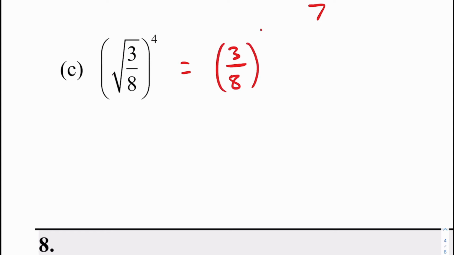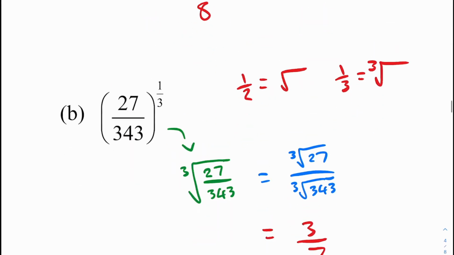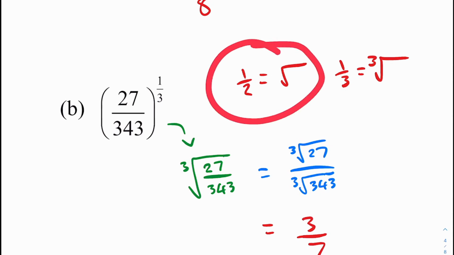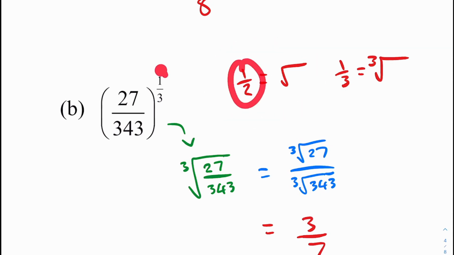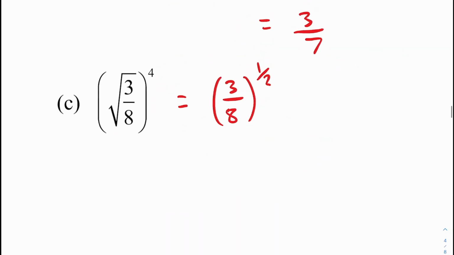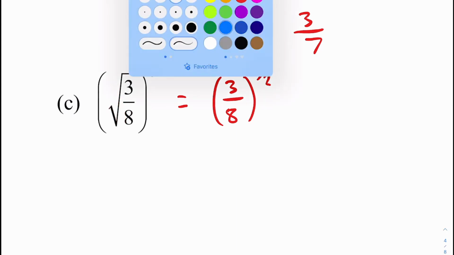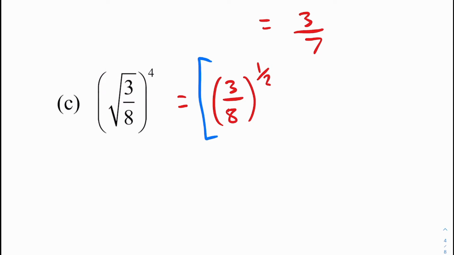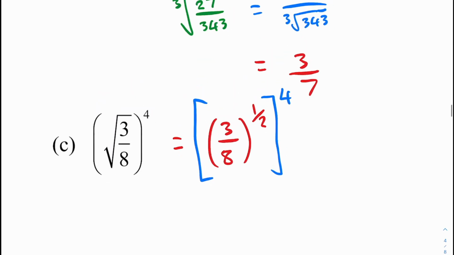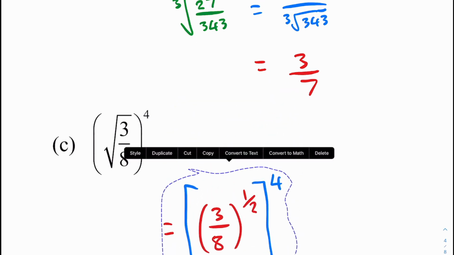We can say the square root is the same as doing a half, because remember up here, where a half is equal to the square root when the half is the power up here, we can simply rewrite our square root as 3/8 to the power of a half. What we've then got is this entire thing is being raised to the power of 4. I'm just going to move this down a bit so that doesn't overlap with the previous question. Okay.